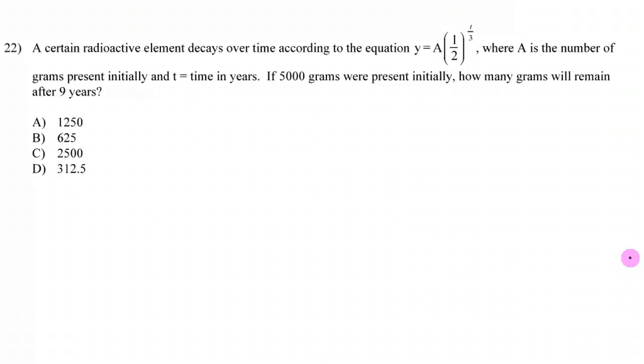Right, so I know a lot of us struggled with this question, but really it's just read the problem and plug in the numbers. It tells us here that this is the equation we're going to use. It's an exponential equation that's decaying because this is less than 1. But that's not the important part. The part that we have to read is that A represents the number of grams present initially, and T represents the time in years. Then they tell us, oh, 5,000 is the number of grams present initially.